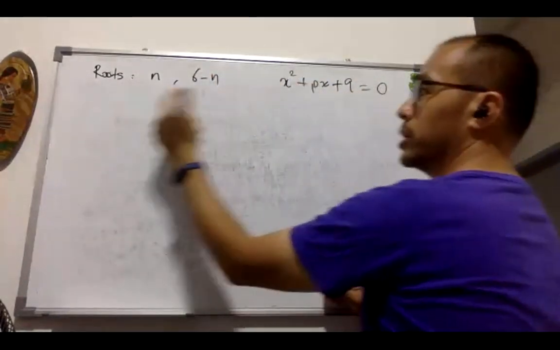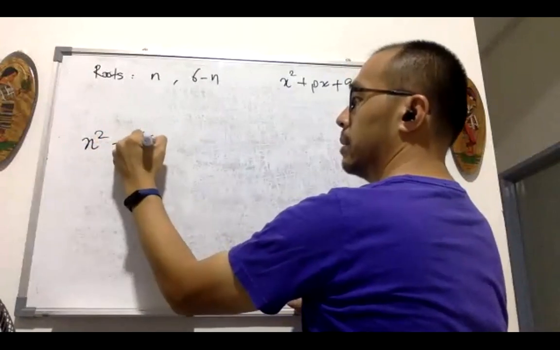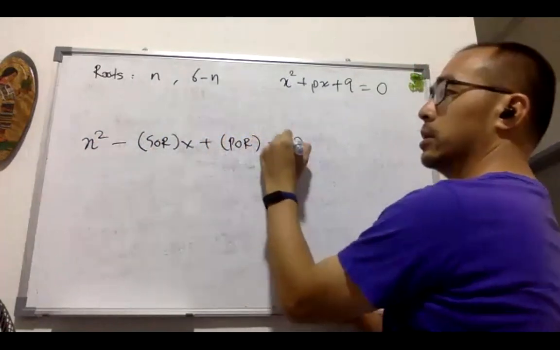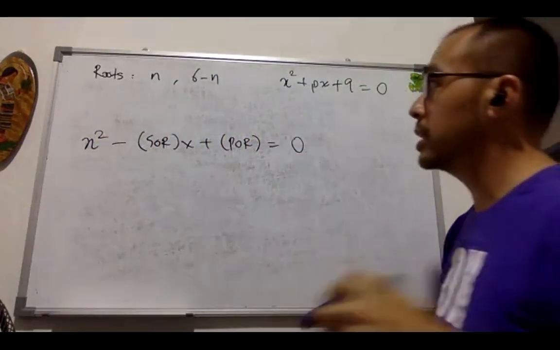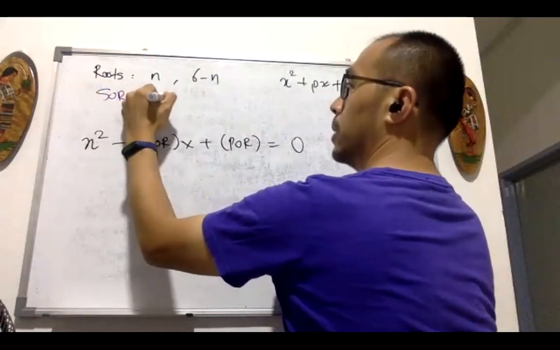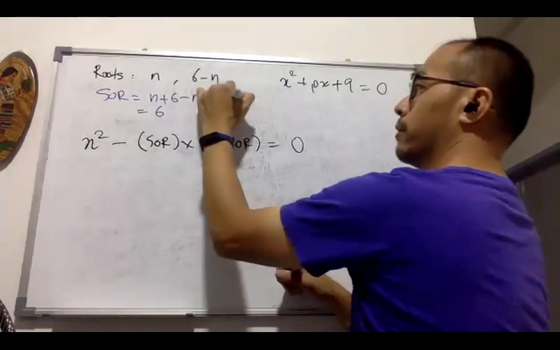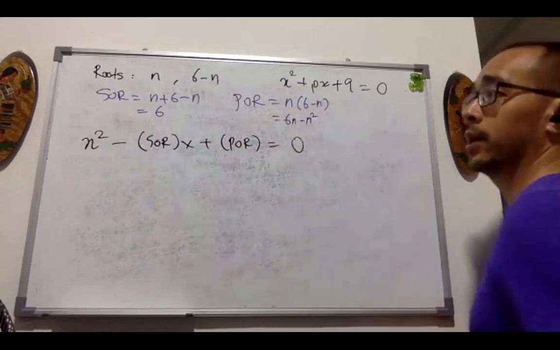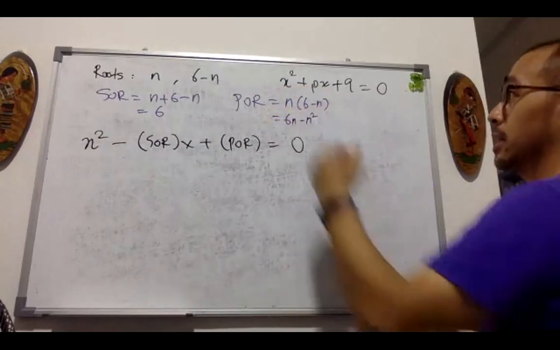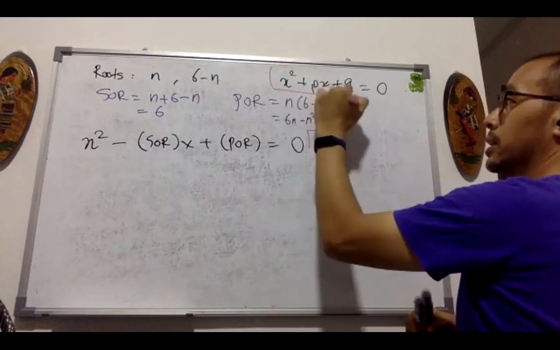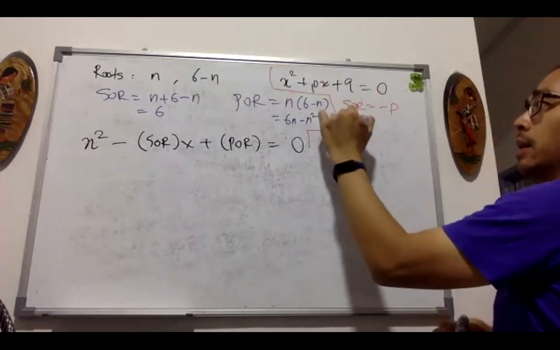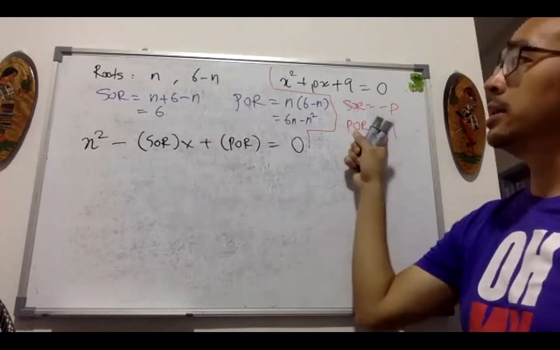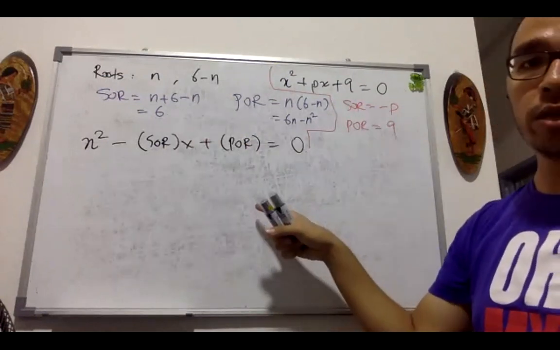The basics of any quadratic equation is x squared minus the sum of roots x plus the product of roots equals to 0. In this case, the sum of roots is n plus 6 minus n, which is 6. The product of roots is n times 6 minus n, which is 6n minus n squared. And in this case, the sum of roots is minus p, and the product of roots is 9. So all you have to do is compare this and this, and it gives you this and this.